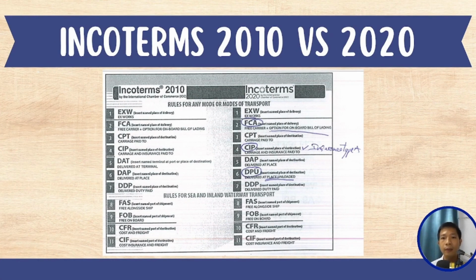DDP means delivered duty paid, which includes delivery and paying the duty, referring to the tax part. For example, it includes paying the import tax.